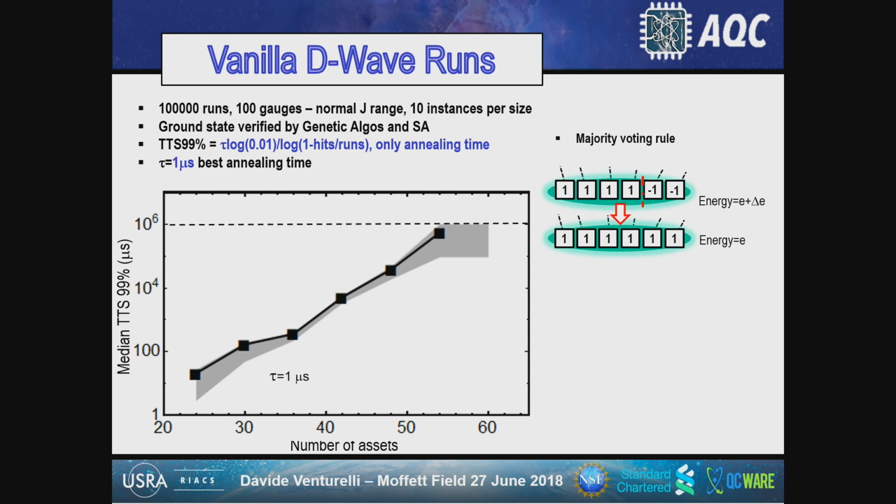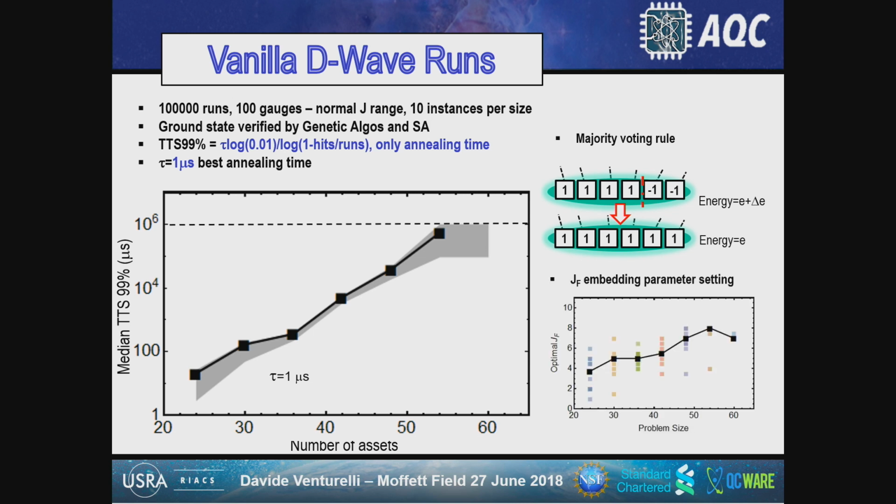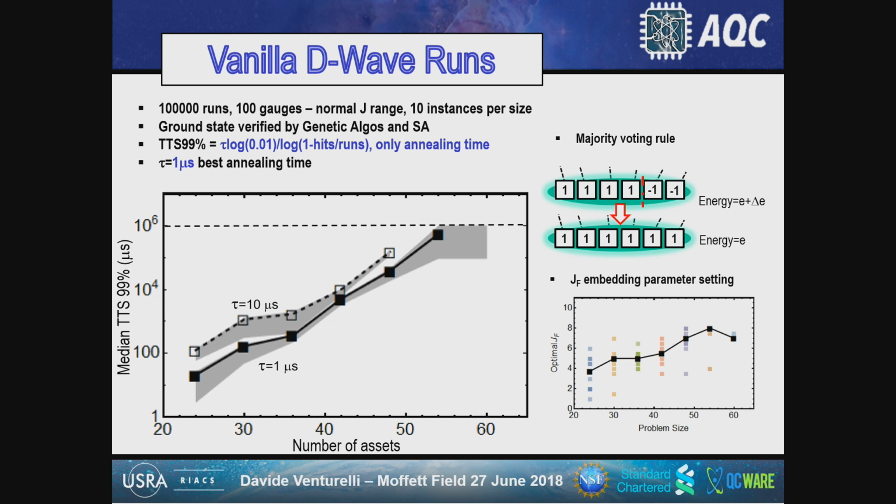So you run many times, millions of times. You use gauges. You average over at least 10 instances. You compute the time to solution, which is the median expected runtime to obtain the ground state with 99% probability. And you do this doing majority voting at the end of the embedding procedure. You set the parameters by scanning over different J ferromagnetic couplings. You find the best one for your instance set. And you run for several annealing times. And you find, for example, in this case, that the fastest runtime is the more optimal one.